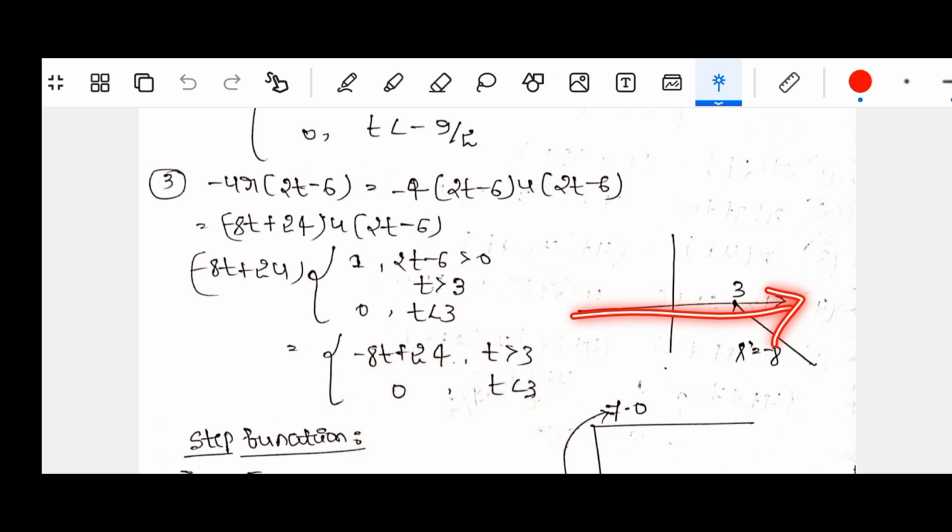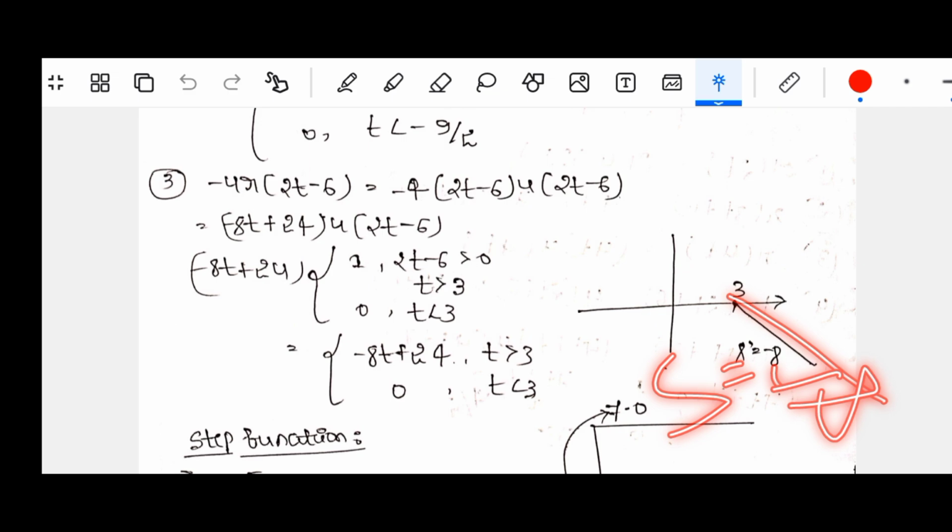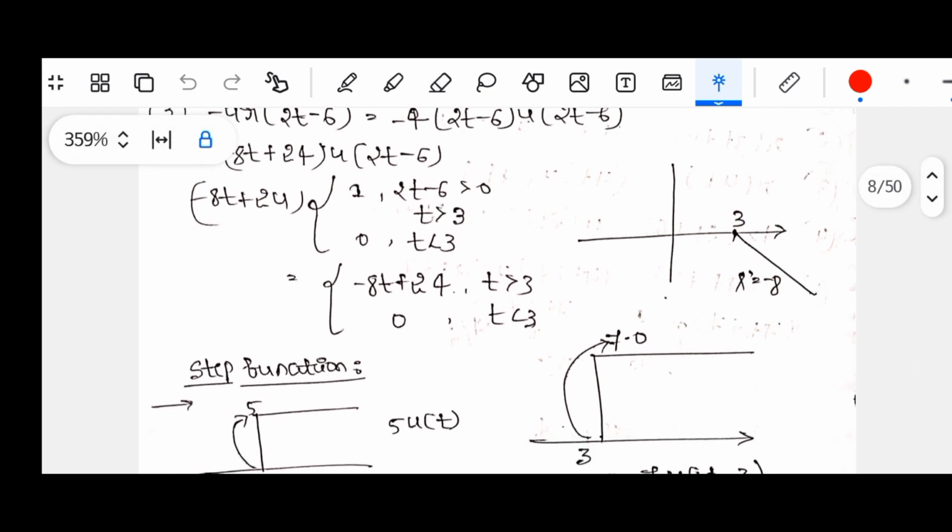Let's plot. With the t value positive, we will get on the positive axis the value 3, and the 8 will be minus 8. So the slope will be minus 8. So it is going like this.